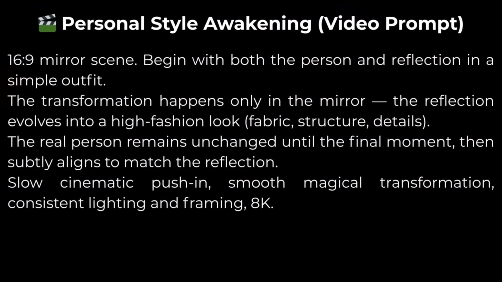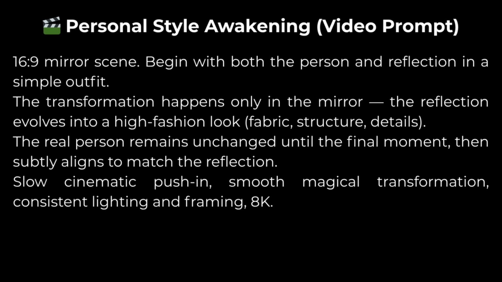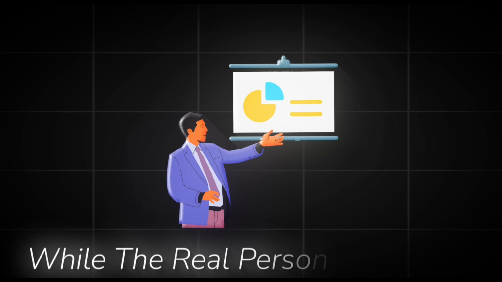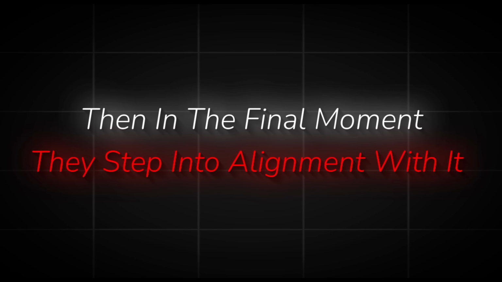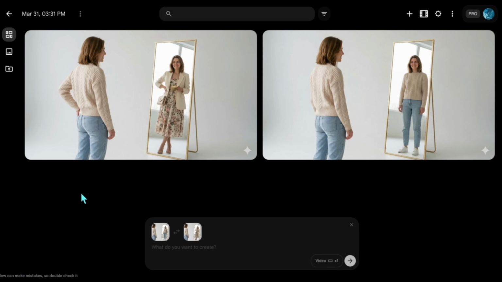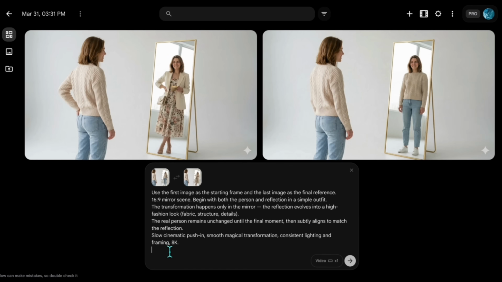The personal style awakening video prompt animates the transformation inside the mirror only. The reflection evolves from casual to high fashion, while the real person holds still. Then, in the final moment, they step into alignment with it. I upload the neutral mirror image as the first frame and the style-shifted version as the last. I paste the video prompt and generate.